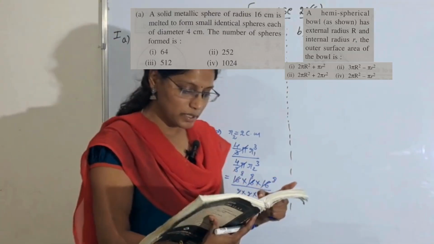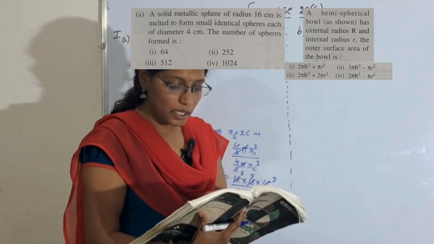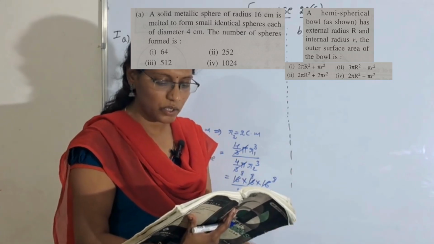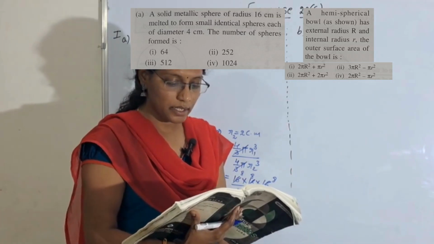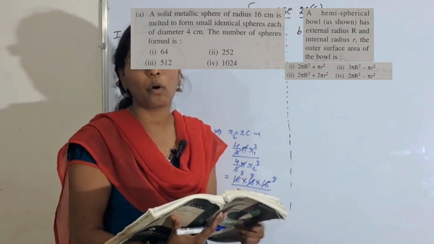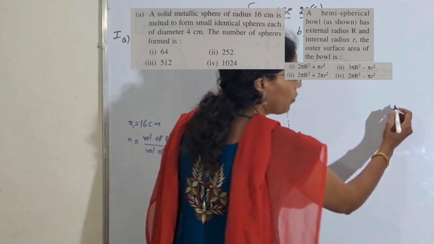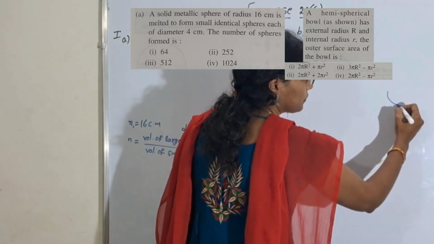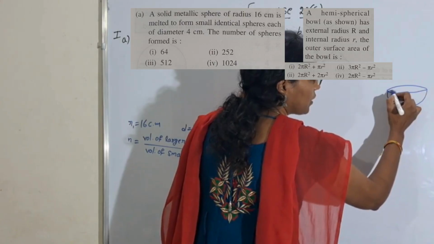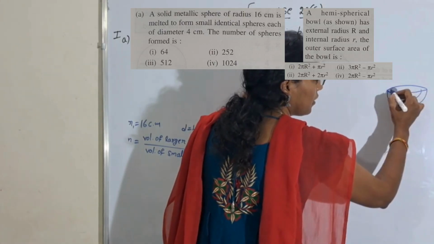Next, problem B. A hemispherical bowl has external radius capital R and internal radius small r. Find the outer surface area of the bowl. Here the bowl diagram is already given in the textbook.